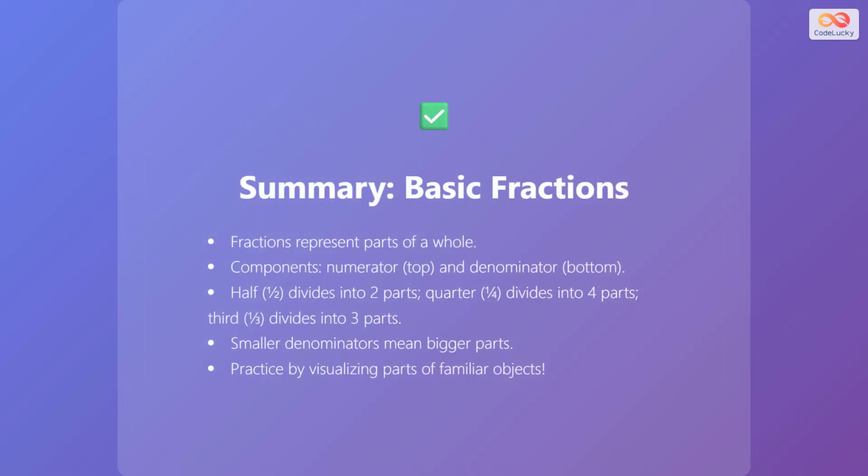Let us review what we have learned. Fractions represent parts of a whole. Every fraction has a numerator on top and a denominator on the bottom. Half divides something into 2 equal parts. Quarter divides something into 4 equal parts. Third divides something into 3 equal parts. Remember, the smaller the denominator, the bigger each part becomes. Practice thinking about fractions by visualizing parts of familiar objects like pizza, chocolate, and cake.